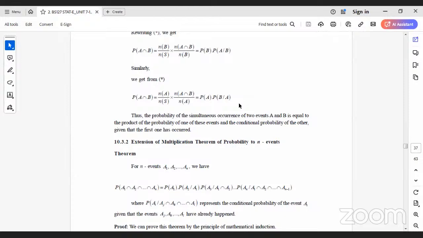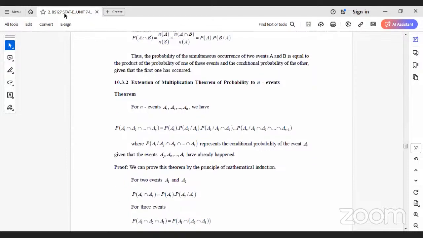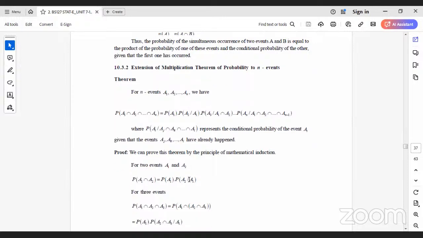Where P(Ai by Aj intersection Ak intersection and so on) represents the conditional probability of the event Ai given that Aj, Ak, and so on have already happened. So this is the condition, and we can prove it by the principle of mathematical induction.